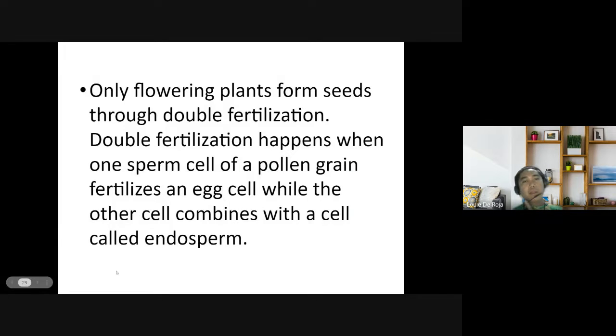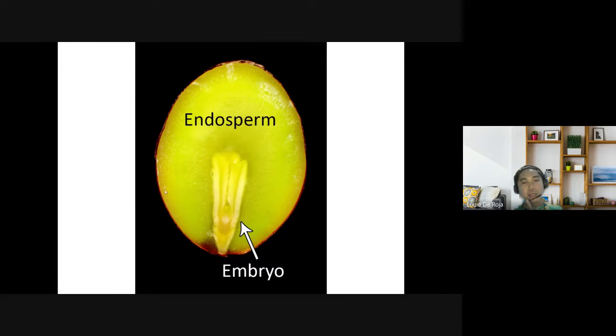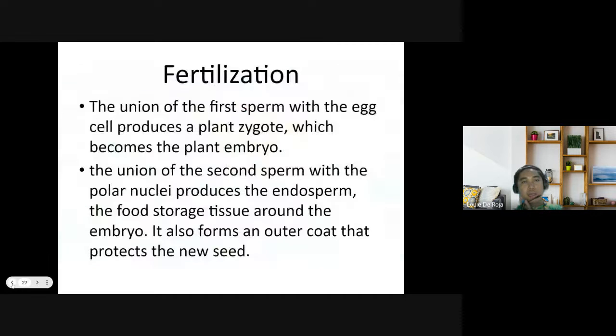Dun sa mga mammals na isa lang yung kanilang offspring. Dito, nakaka-produce sila ng madaming seeds. Doon lang sa dalawang fertilization na yon. Okay, this is the endosperm and embryo. Ito yung sa polar nuclei. Okay? Ito naman yung sa isa. Okay? Polar nuclei, balikan nga natin para mas maintindihan.